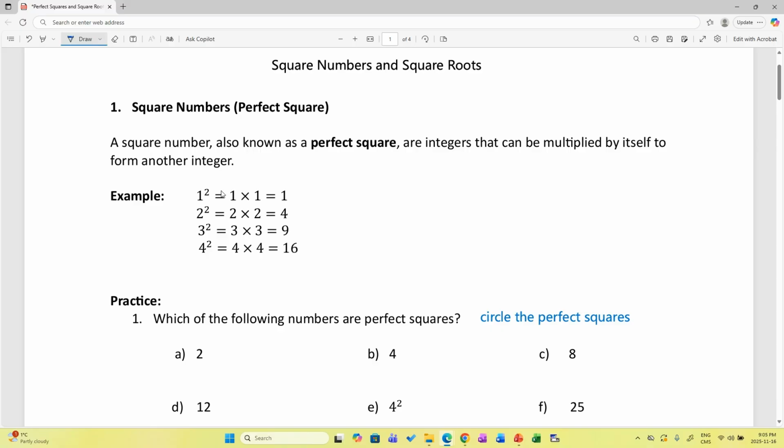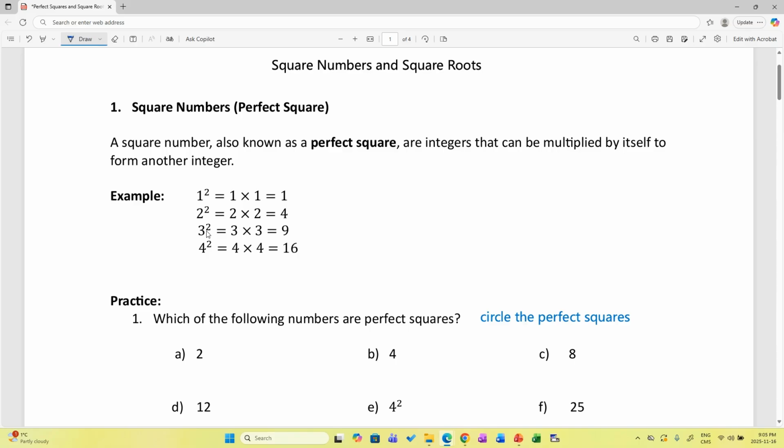But notice 1 squared just equals 1, so I can also say 1 is a perfect square. 2 squared, which is just 2 times 2, which equals 4, I'm basically multiplying 2 by itself, and I'm getting another whole number or another nice integer. So in this case, 2 squared is a perfect square or a square number, and that also means that 4 is a perfect square or a square number.